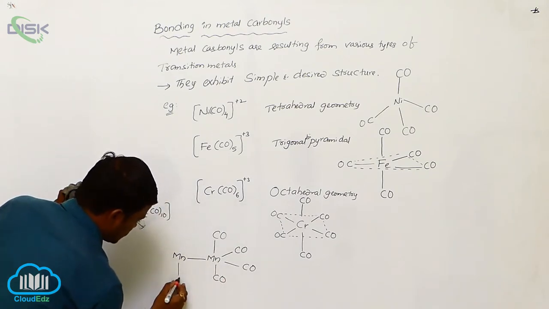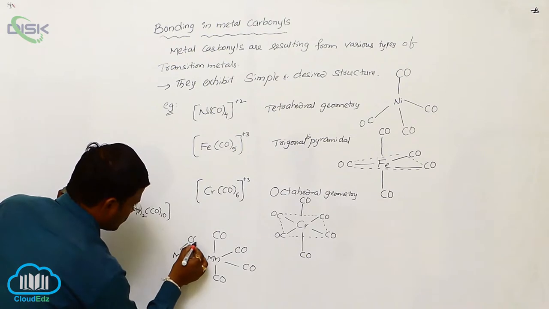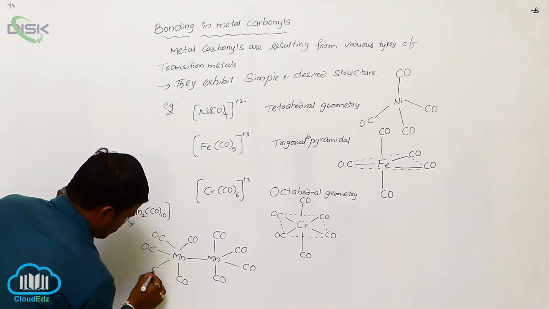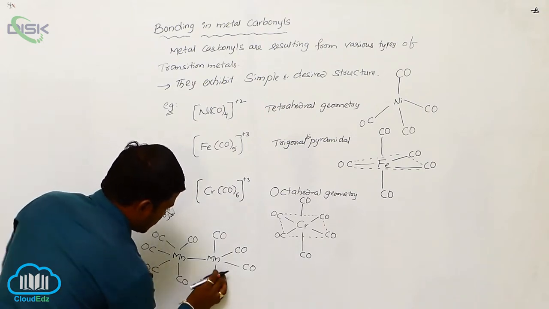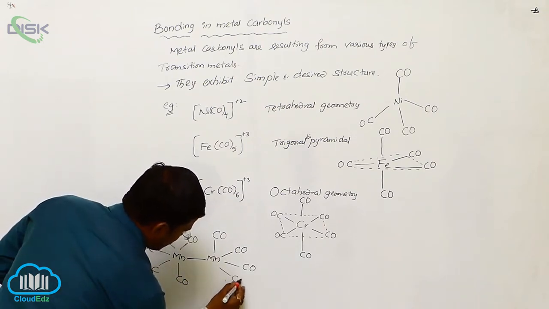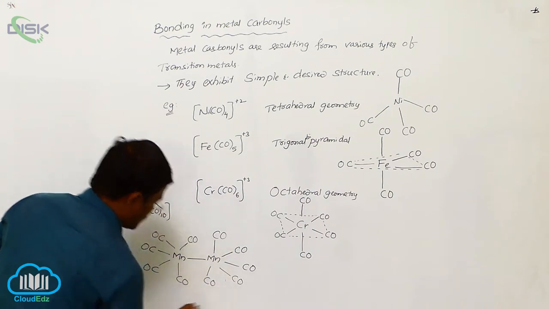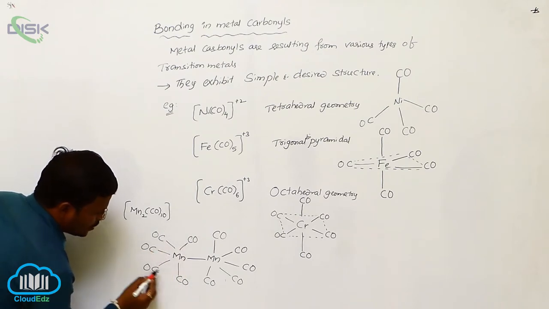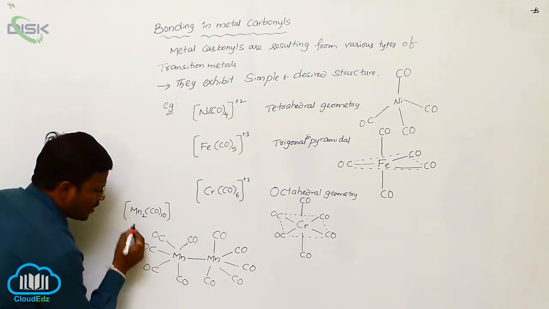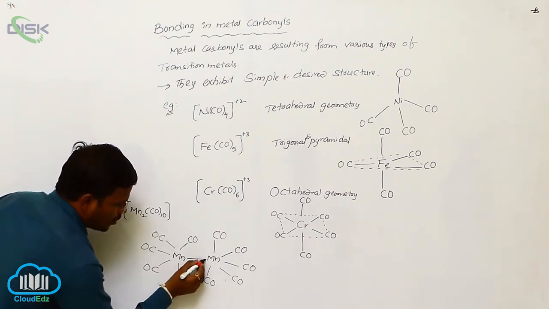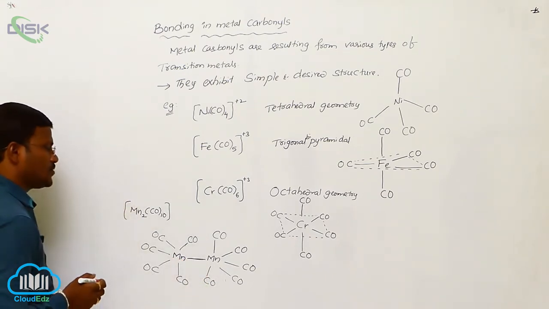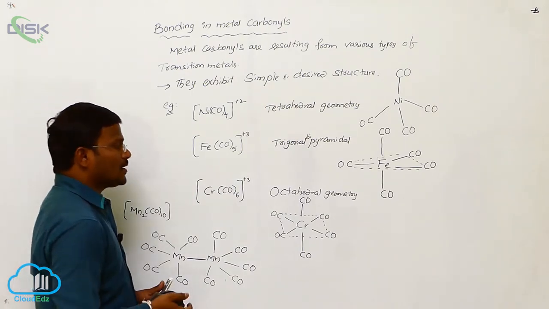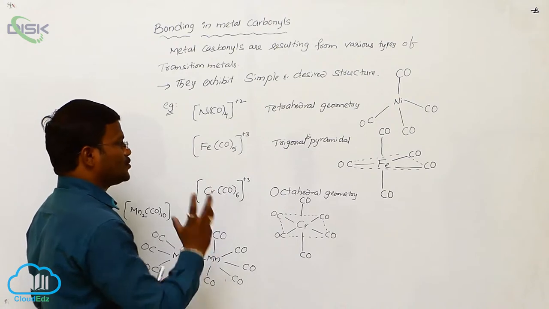CO, here is CO, and here is also one more carbon monoxide. So let us identify each manganese connected with 5 carbonyls, and in this compound a manganese-manganese bond, a metal-metal bond, is also identified. So these are some examples of metal carbonyls and their related geometries.